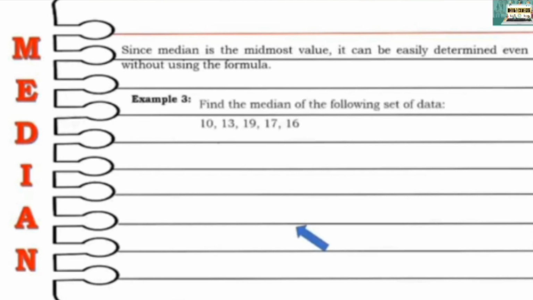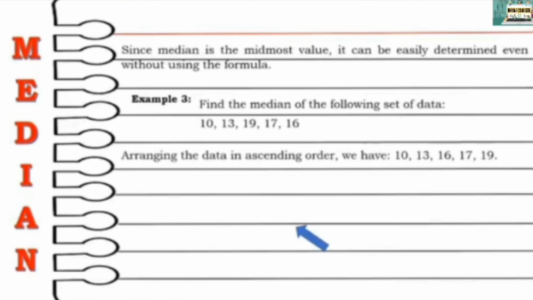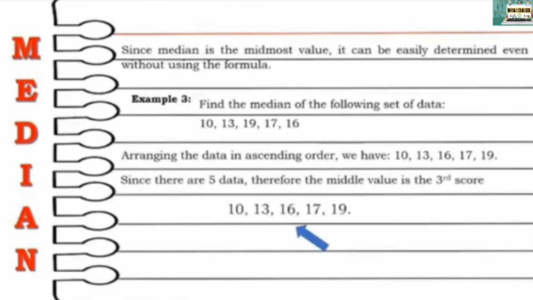Example number 3. Find the median of the following set of data. Arranging the data in ascending order, we have the following. Since there are 5 data, the middle value is the 3rd score. Therefore, the median is 16.